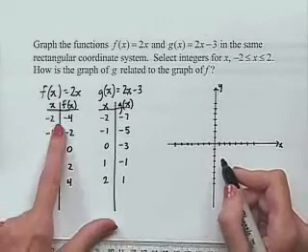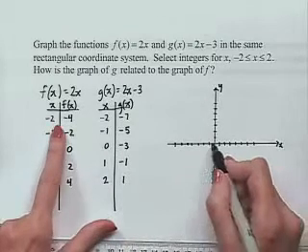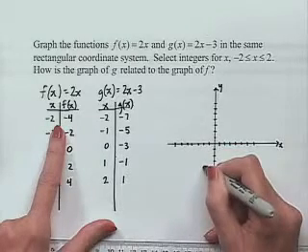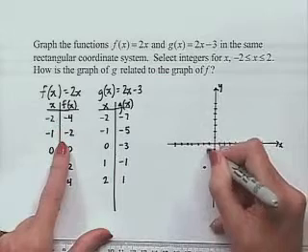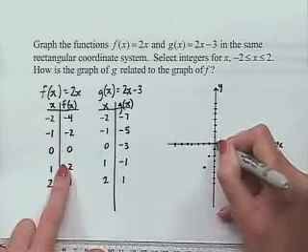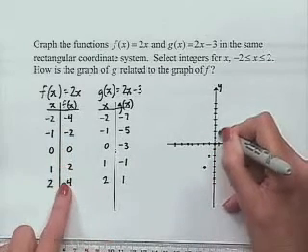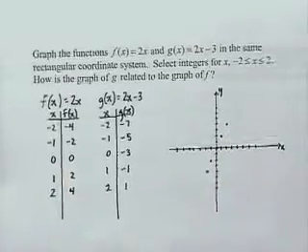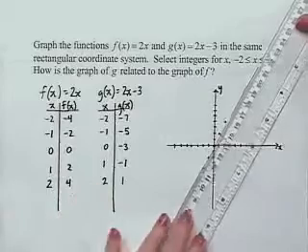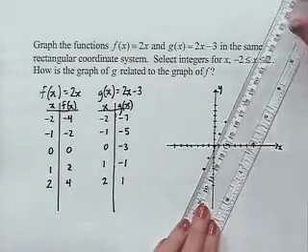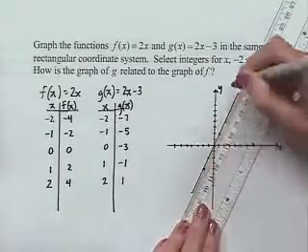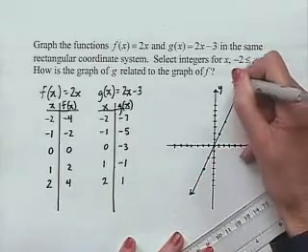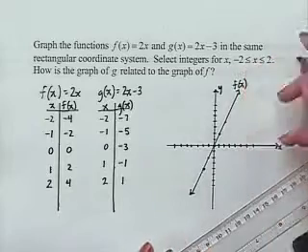In our f function, we have negative 2, negative 4. We'll move over 2 to the left and then 4 down. Negative 1, negative 2; 0, 0; 1, 2; 2, 4. Let's connect the dots. We end up with a straight line going through the origin. This is our f of x graph, y equals 2x.